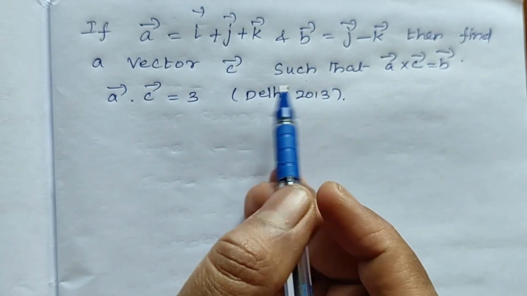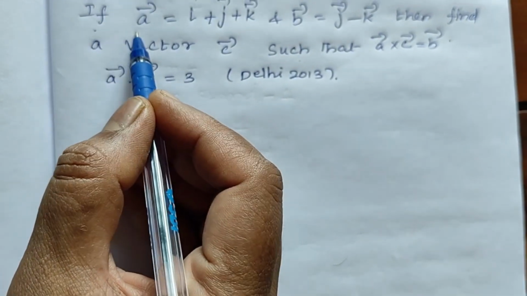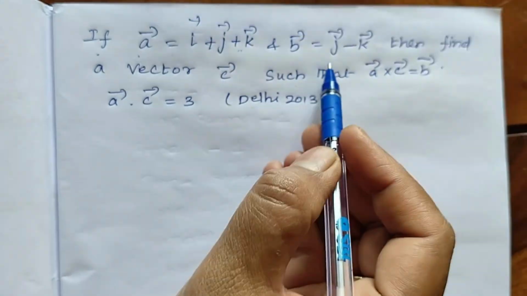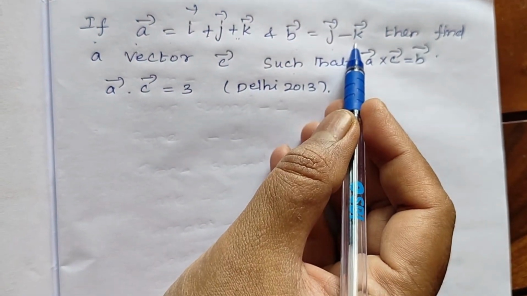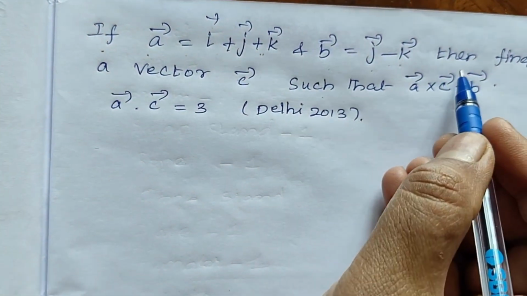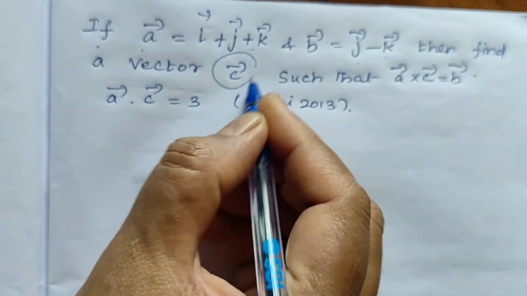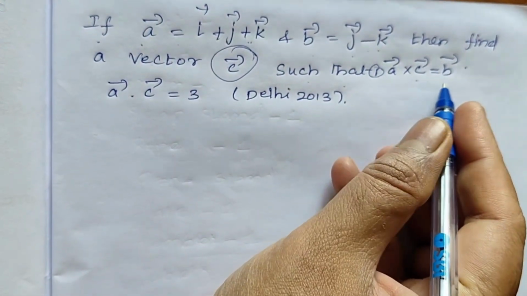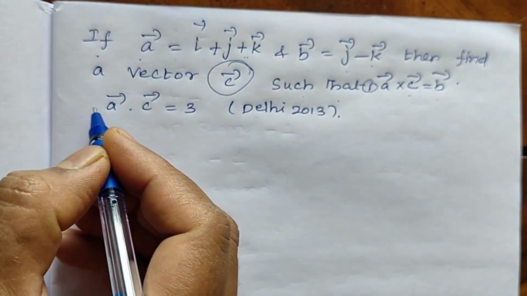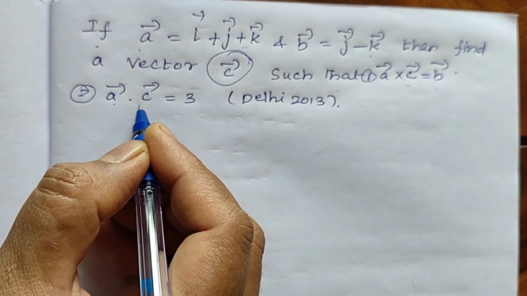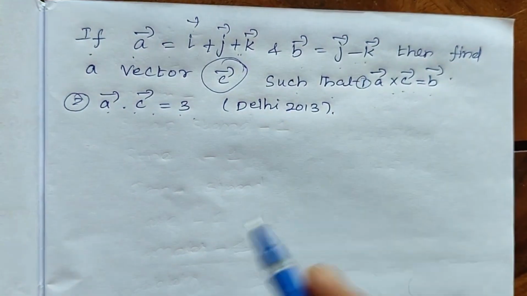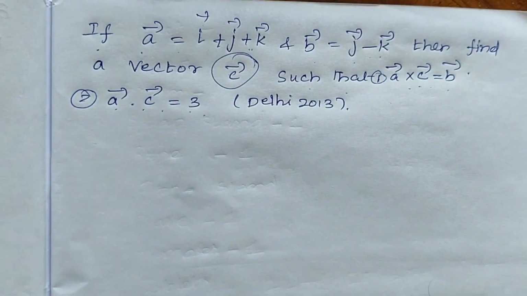The chapter is vector algebra. If A vector equals i vector plus j vector plus k vector, and B vector equals j vector minus k vector, then find a vector C such that the first condition is A vector cross C vector equals B vector, and the second condition is A vector dot C vector equals 3. So using these two conditions, we have to find a new vector C.